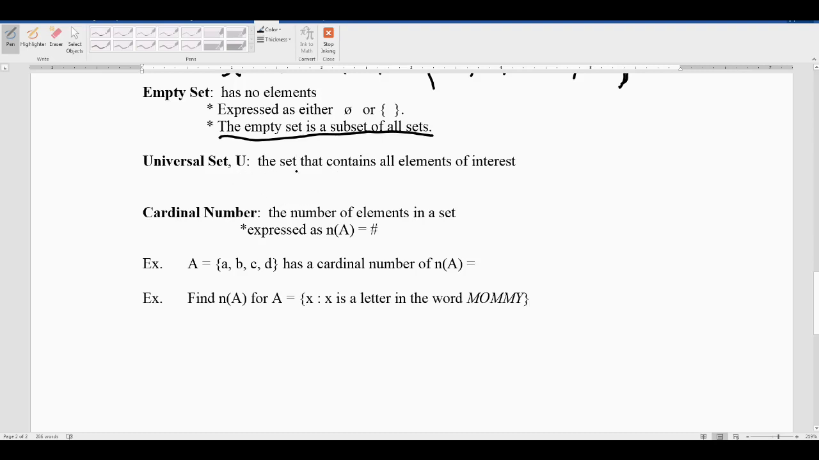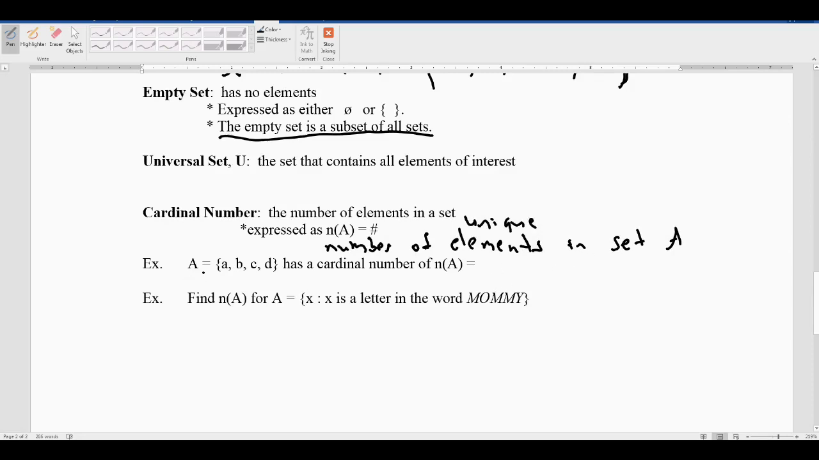Now, universal set, it's a set that contains all the elements of interest. This will be a big deal later on, so just remember it contains all the elements that we'll be looking at in a particular problem. So this is just a preview, or introduction to sets, is what it really is. Cardinal number is how many elements you have in a set, and the notation we use is n of A, and that's the name of the set. So this is asking the number of elements in set A. And I'm actually saying unique elements.